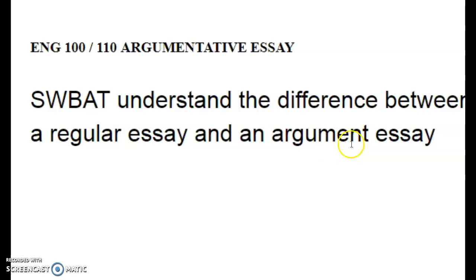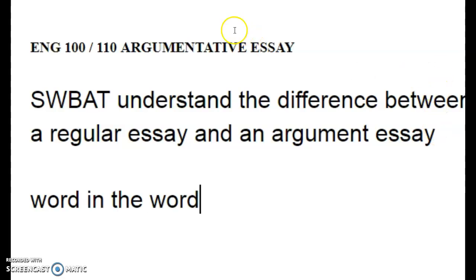So the first thing I like to tell students is, especially with reading, when you're looking at a big word, you need to look for the word in the word. So for example, argumentative, big word. But what's the word in there? It means argue. What does argue mean? It means to debate something or argue something. Like, I think I am right and I think you're wrong.